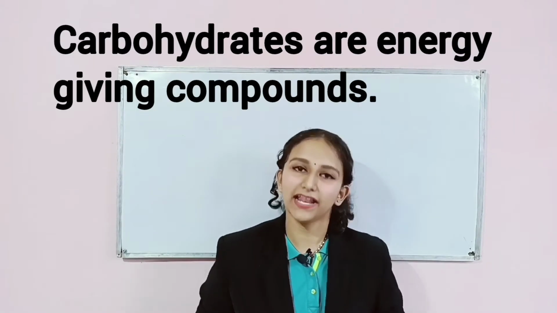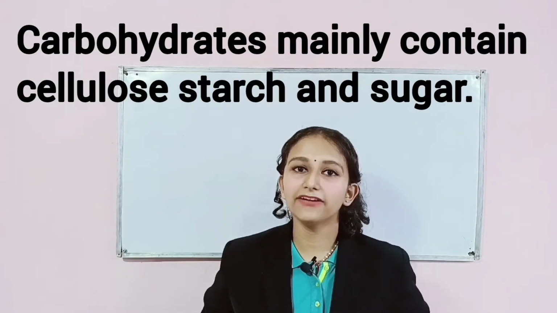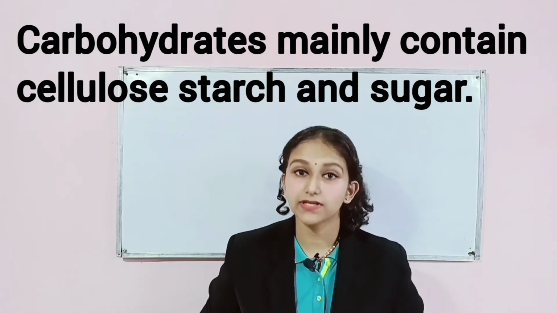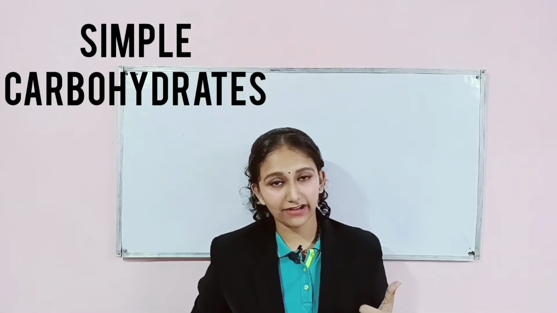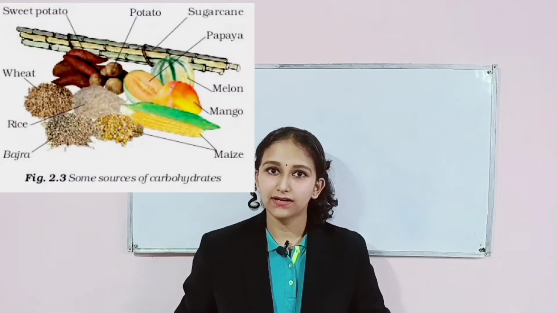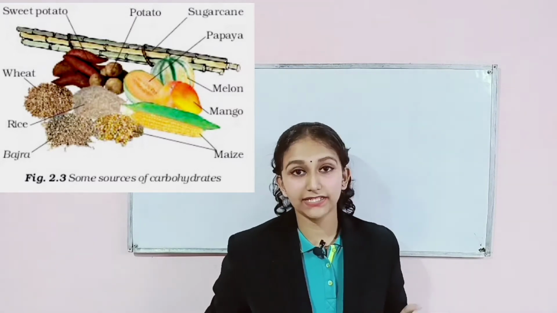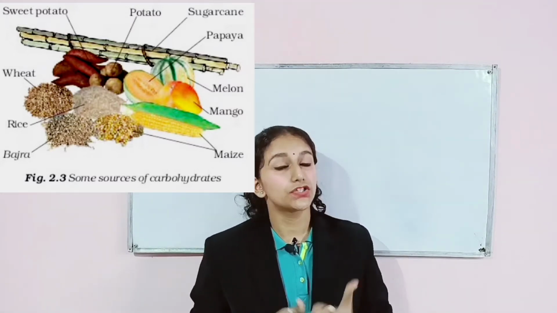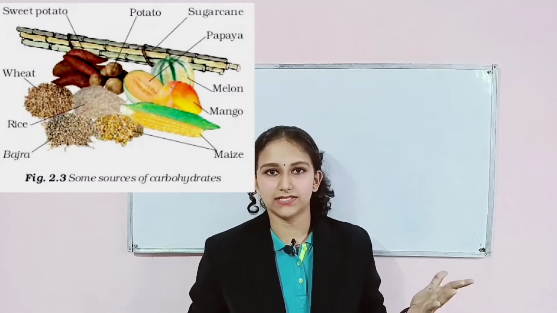What are carbohydrates? Carbohydrates are the energy-giving compounds. Carbohydrates mainly contain cellulose, starch, and sugar. Now again, carbohydrates are divided into two, that is, simple carbohydrates and complex carbohydrates. Everything has a plant source and animal source. Carbohydrate plant sources are bajra, rice, wheat, maize, mango, sweet potato, sugarcane, and others.